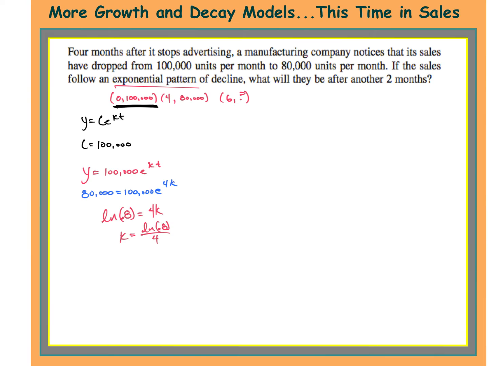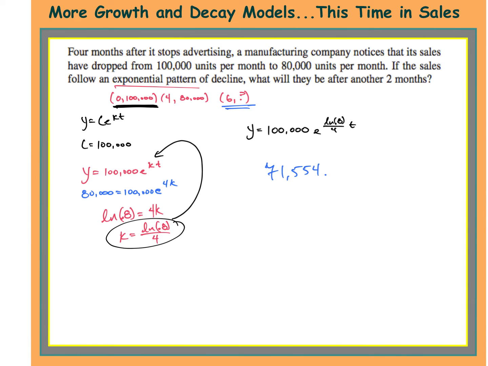From there, what do we do? Take that and substitute it back in. So now we'd have y is equal to 100,000 e to the natural log of 0.8 over 4 times t. What do we need to try to do now? Substitute in 6. So then get out your handy dandy calculator. And what do we get? 71541.7528. We don't need 7528.